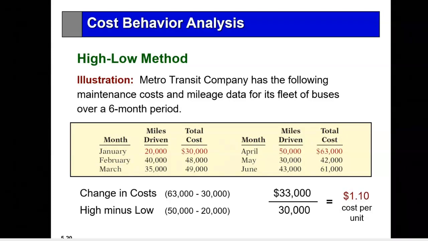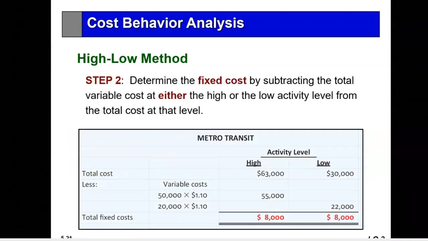What about the fixed? For the fixed, we go back to the high level. The cost at the high level was 63,000. At the high level, we traveled 50,000 miles. So the variable portion of that 63,000 would be 50,000 times $1.10, or 55,000. The difference would be the fixed cost, in this case, 8,000.